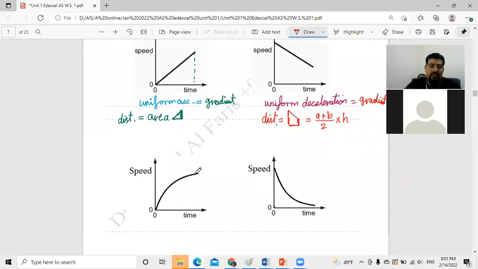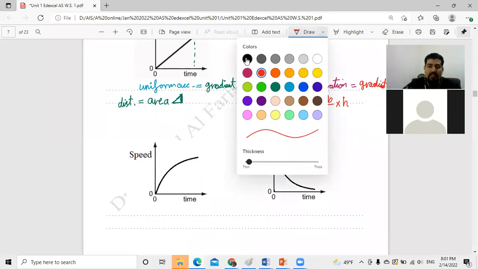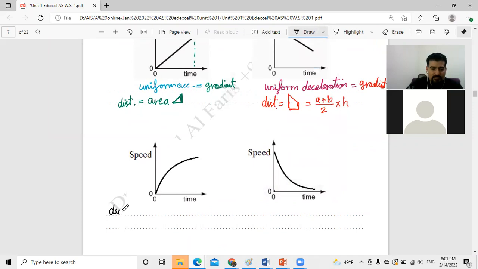Okay. So here, this solid black line is decreasing what? Acceleration. Okay, what about this one? The gradient was steep and becomes less steep. That means also decreasing what? Excellent. Decreasing deceleration, because the speed decreases. Decreasing deceleration.